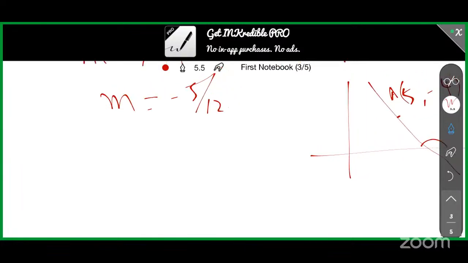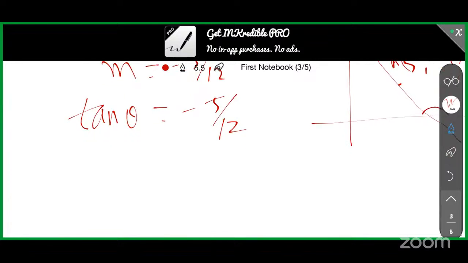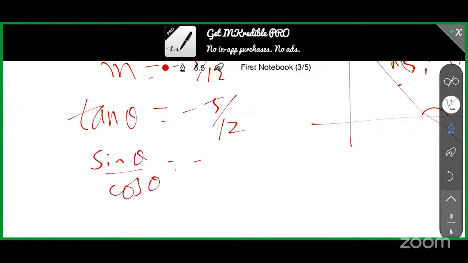M is equal to tan theta. Yes or no? So tan theta is equal to -5/12. What is tan theta equal to? Sin theta by cos theta. Yes or no?